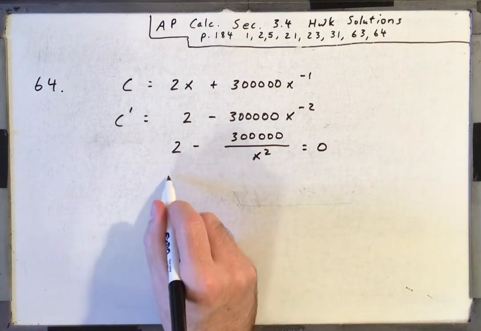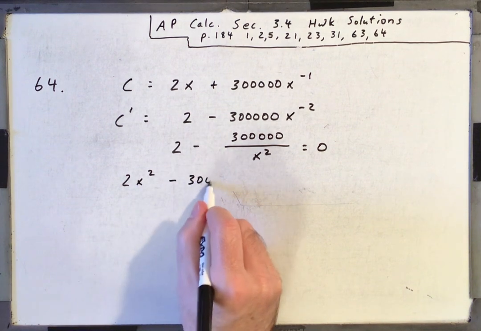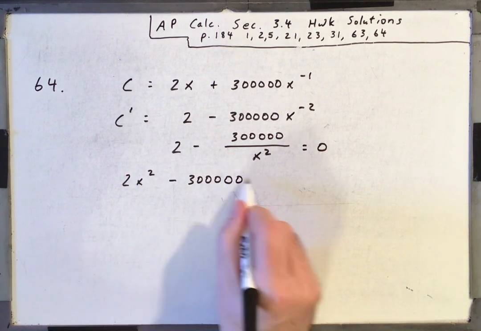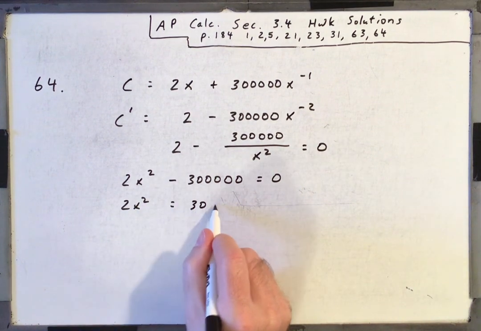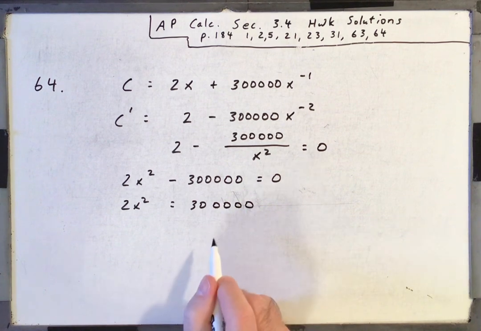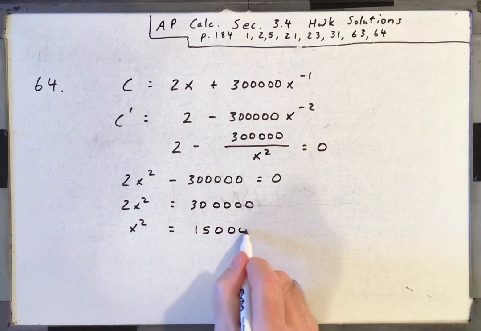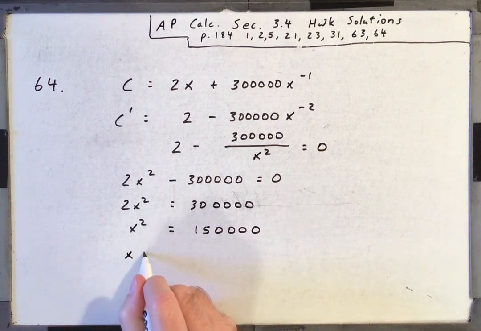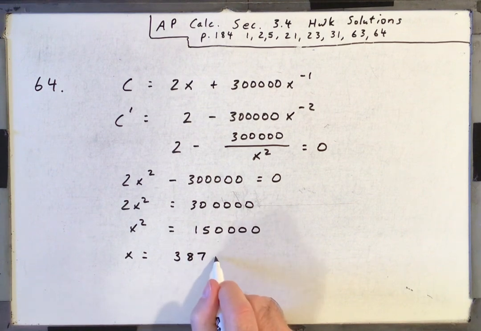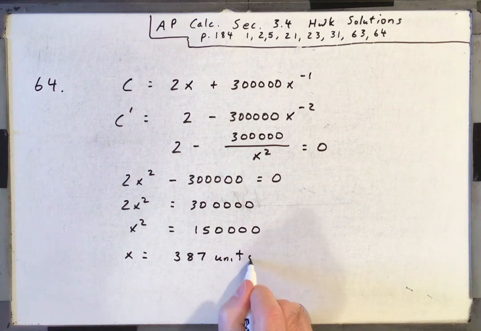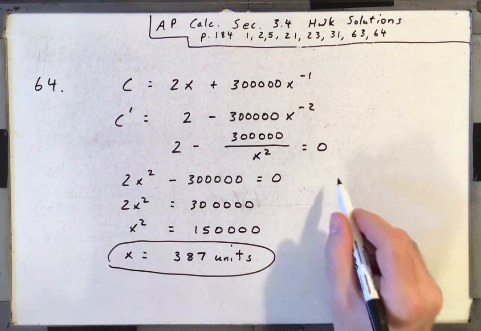Multiply both sides by x squared, and I would have 2x squared minus 300,000 equals 0. So 2x squared equals 300,000. So x squared is equal to 150,000. So x is going to be the square root of 150,000, which is about 387 units. That's the answer. Let's check and make sure it is a minimum.